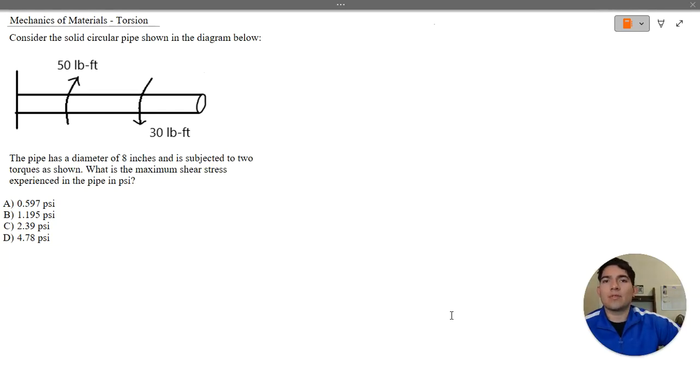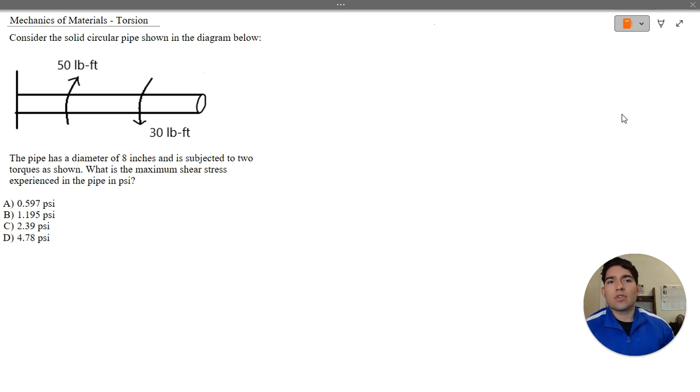Today I'm going to be covering a mechanics of material torsion problem for you guys. In this case, we have a circular pipe as shown in the diagram. The diameter of the pipe is 8 inches and it is subjected to 2 torques as shown. And we're asked to solve for the maximum shear stress experienced in the pipe in PSI.